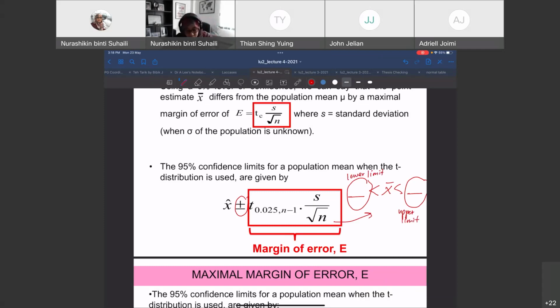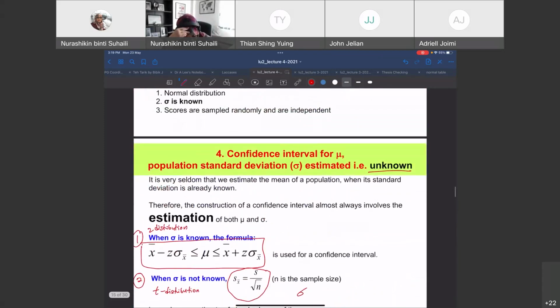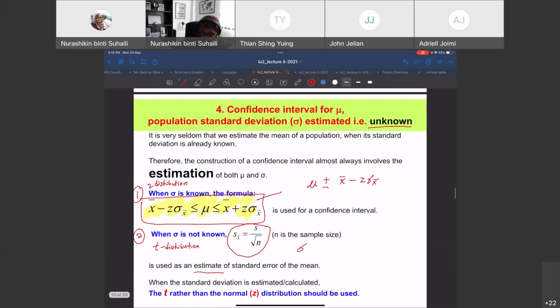It's actually the same if we refer back to the Z just now. This one can also be expressed as mu plus minus. Minus is on the left side. X bar minus, Z, X mu minus.